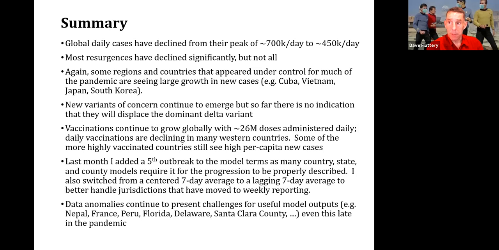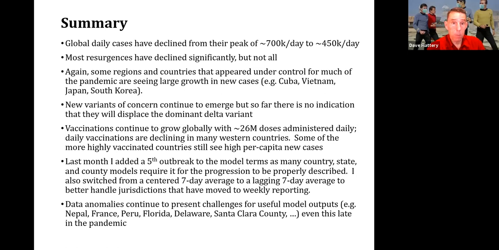Some regions and countries that were under control for a long part of the pandemic are still seeing large numbers of new cases. Actually, not so much large growth in new cases, but large numbers of new cases. New variants continue to emerge, but so far there's nothing to indicate that anything that we know of right now is going to displace Delta. And I'll show you some data on that. And Delta is dominant pretty much everywhere. And the places where it's not dominant, it seems to be growing. So I have some graphs on that.